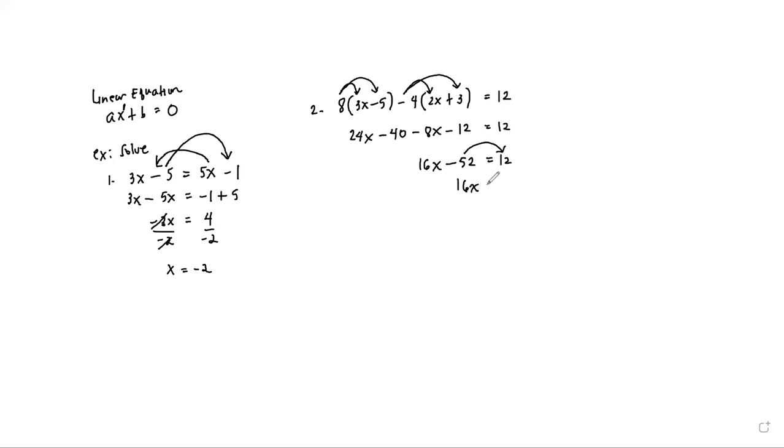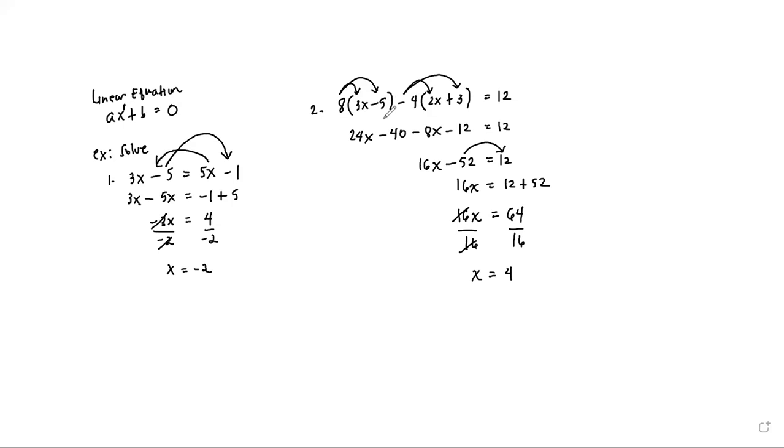So that becomes 16x is equal to 12 plus 52, which will turn out to be 16x is equal to 64. And then to solve for x, we shall divide both sides of the equation by 16. So the left side becomes x, while the right side is 64 divided by 16, which is positive 4. So again, I will leave it to you to check if x equals 4 is indeed the solution to the equation. And you can do it by substituting 4 to every occurrence of x in the given equation.